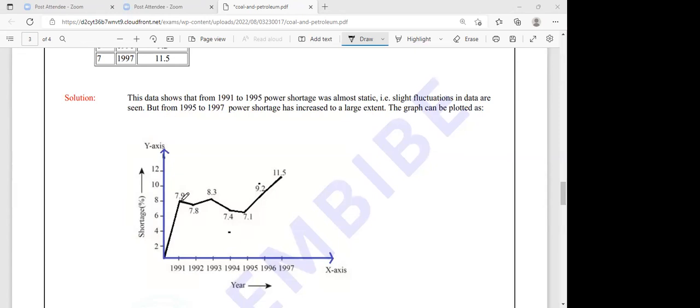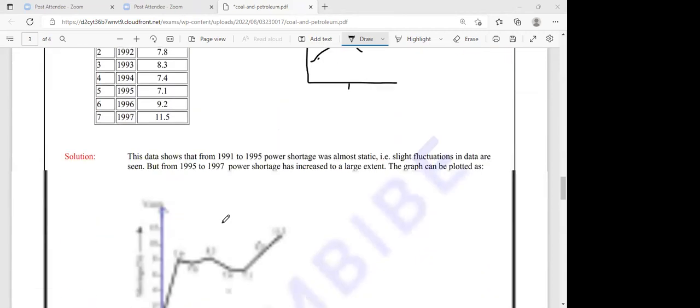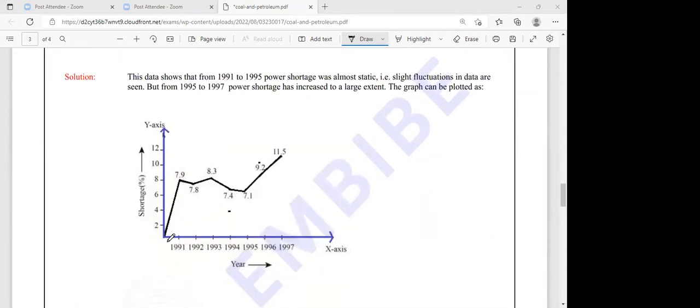Yes, very good. Because you are representing the graph, you have to mention that as we can see, the ratio of shortage of power is increasing from 1991. In 1991, the shortage was 7.9. In 1992, it came down a little bit. But again, in 1993, it went up. Between 1993 and 1995, it came down. But from 1995 onwards, it keeps on increasing at a very high rate, right? So this is your observation.